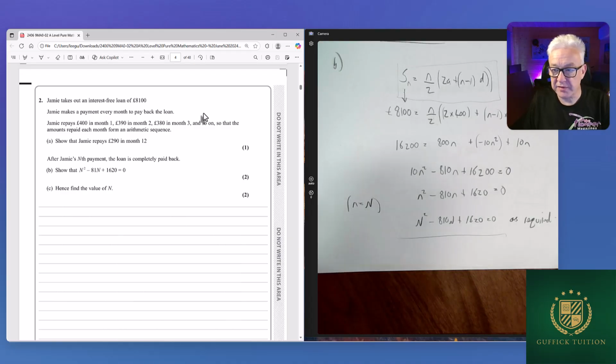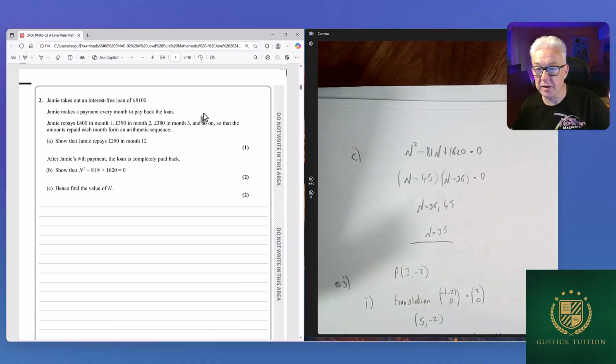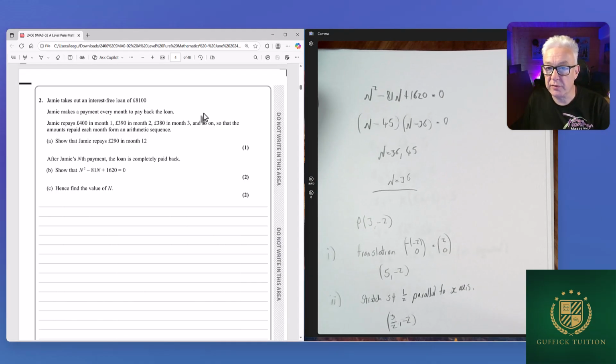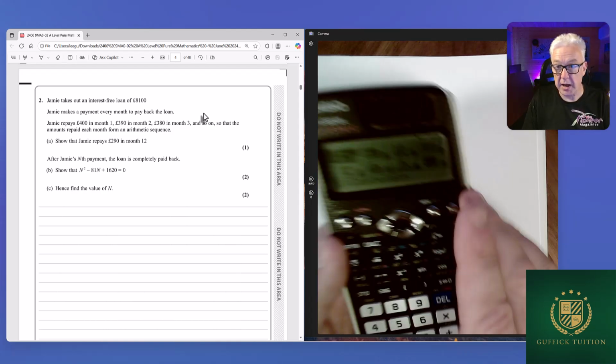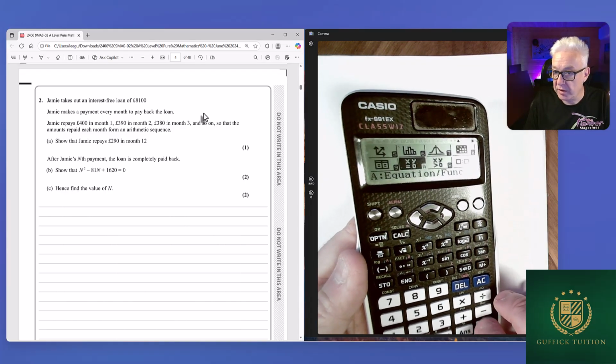Part C, hence find the value of n. So that's nice. We've just got to now solve this equation for n. So it factorizes. Again, we can use our calculator to reverse engineer this. Yeah, super useful thing to know. Let me just show you how we would do that. I've got a bit of an old-fashioned calculator here, but hopefully it's equivalent on the up-to-date ones.